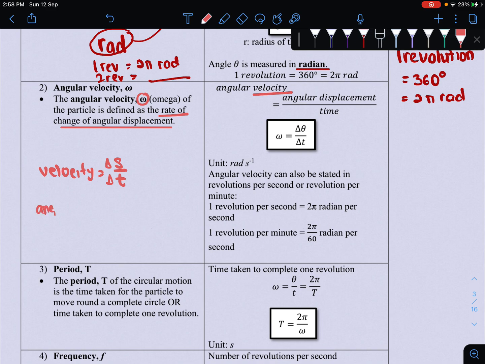So when we make it angular velocity, what is going to happen here is you're going to change all the terms into angular. It becomes angular displacement.